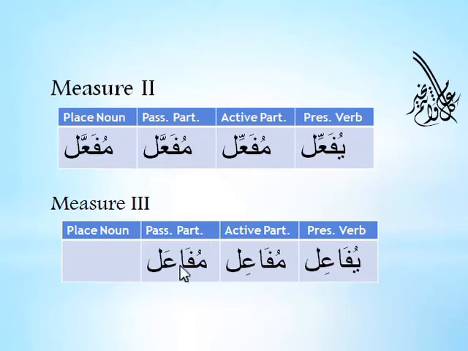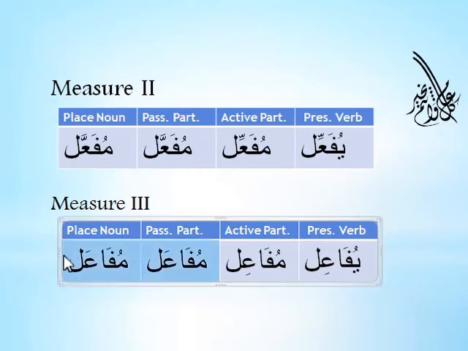This exact same pattern, except switch this shedda out for an aleph here, mufa'al. And just like with measure 2, we can throw in the place noun for good measure. It's the exact same as the passive participle. So again, the difference between these three here is going to be in large measure by the context.